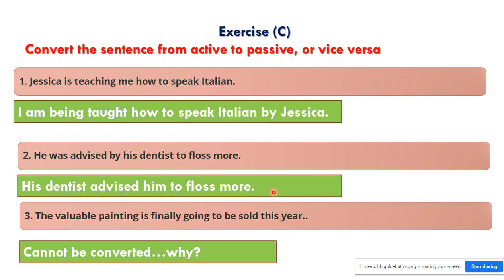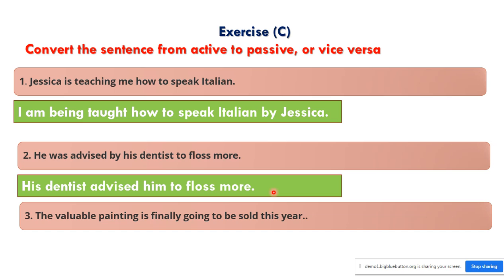The last one. The valuable painting is finally going to be sold this year. Again, the valuable painting is finally going to be sold this year. Now, number one, let's recognize whether this is active or passive. The valuable painting is finally going to be sold. Yes, I have here going to followed by be and the past participle, so this is a passive sentence.